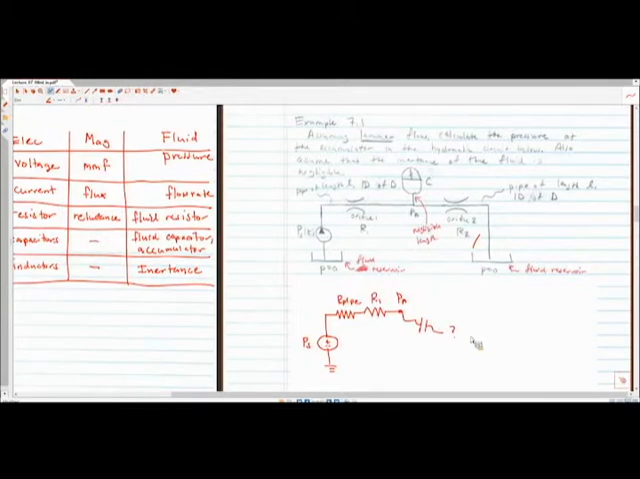Yeah, there's no flow going through it. So yeah, I agree. So there is flow going into the accumulator, right? Yeah. Okay. So I agree. I think both answers are right.